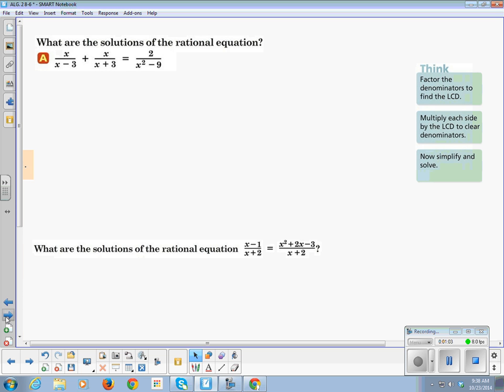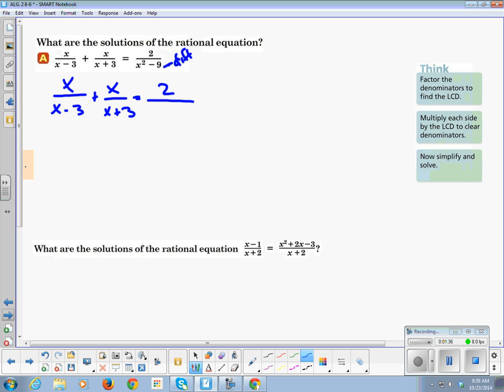We're going to find out what are the solutions of the rational equation x over x minus 3 plus x over x plus 3 equal to 2 over x squared minus 9. So our goal is to find the least common denominator, so we are going to factor out everything. Thankfully, these are already factored. It's the one on the right-hand side that's not, and this is a difference of squares.